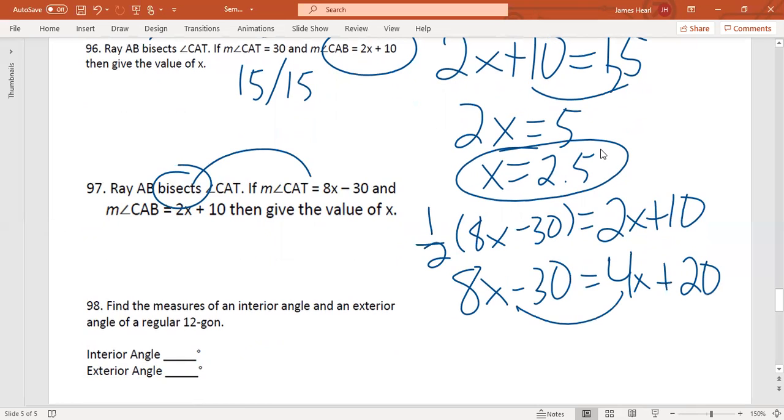If we subtract the 4x off, we get 4x. If we add the 30 over, that becomes 50. And if we take 50 and divide it by 4, that will come out to be 12.5.